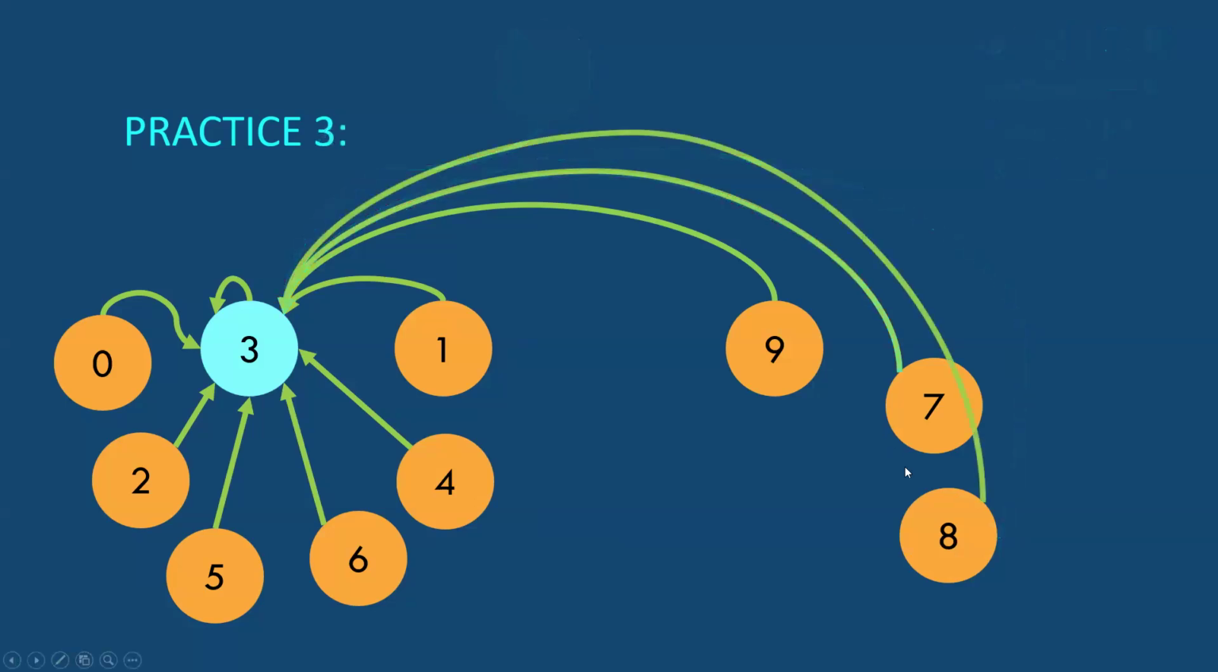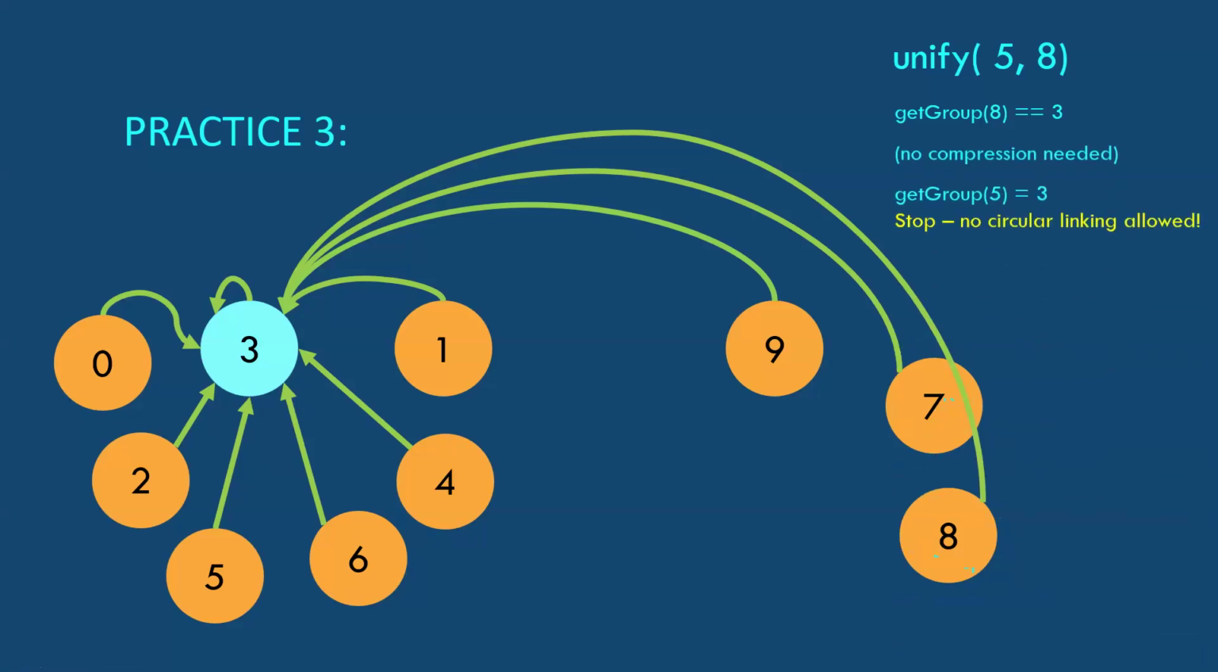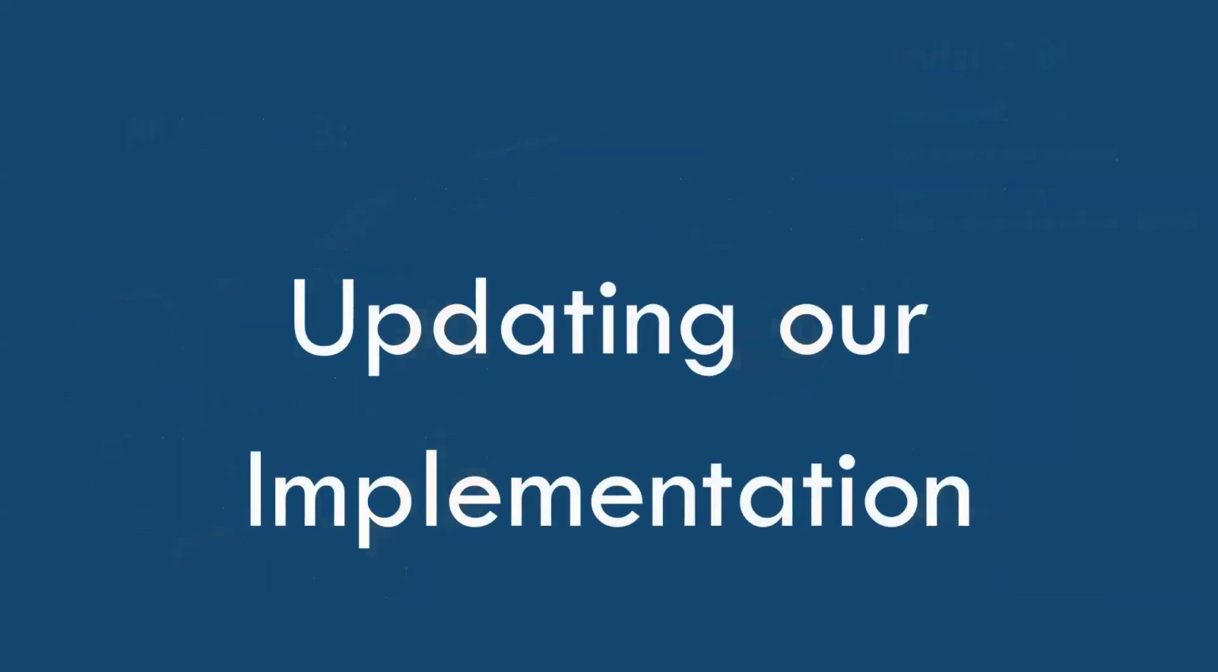So the code is not really very complex about this at all, right? So one more here, 5 and 8. We want to unify the 5 and the 8. Turns out they are all in the same group, right? So there's really no compression needed, and they're already in the same place, okay?